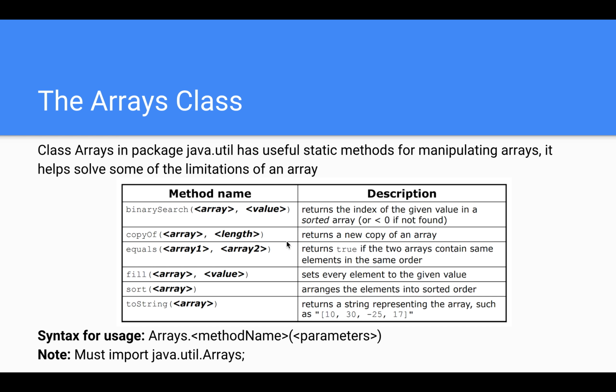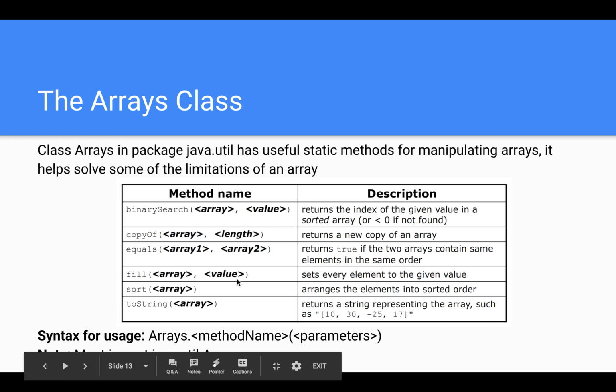Copy of will return a new copy of an array, where length is how much of the array you want to copy. Equals will return true if the two arrays contain the same elements in the same order. Fill, array and then value, sets every element to the given value in the array. Sort arranges the elements in sorted order. ToString returns a string representing the array, such as [10, 30, -25, 17], in hard braces separated by commas.